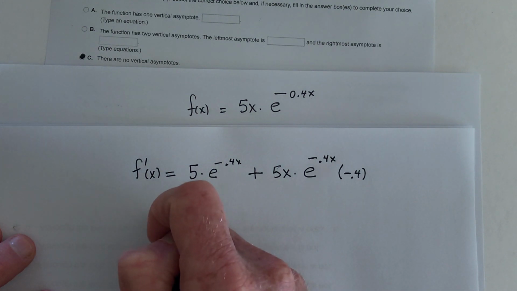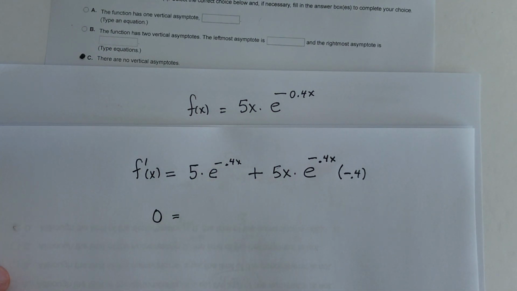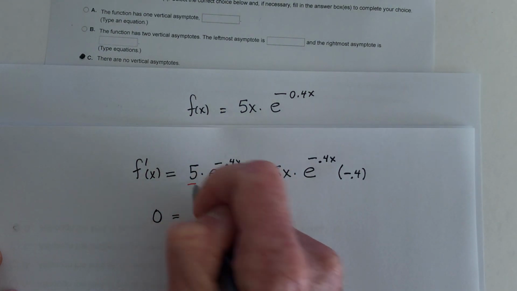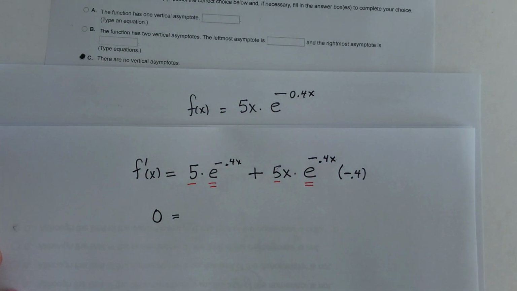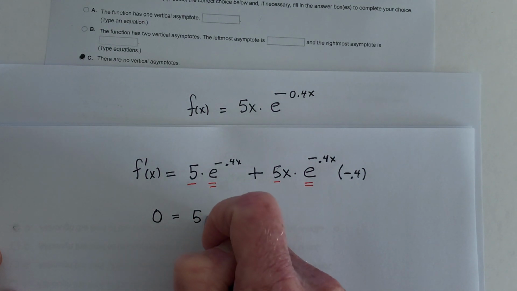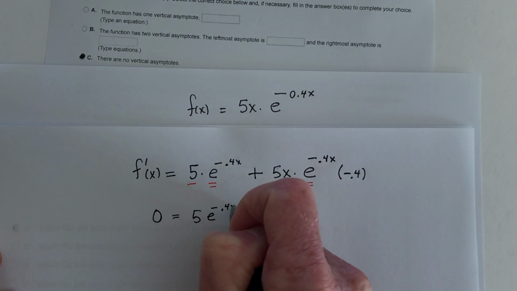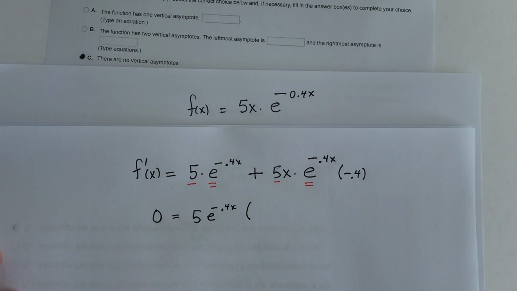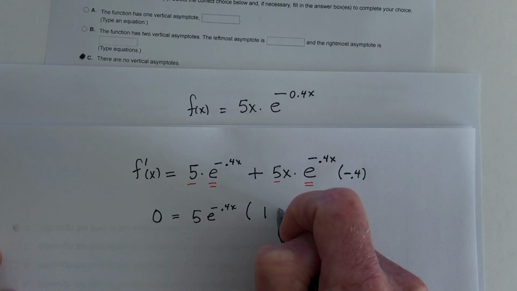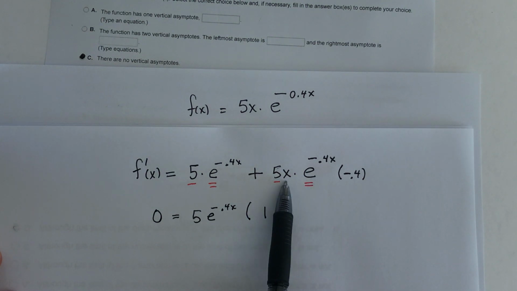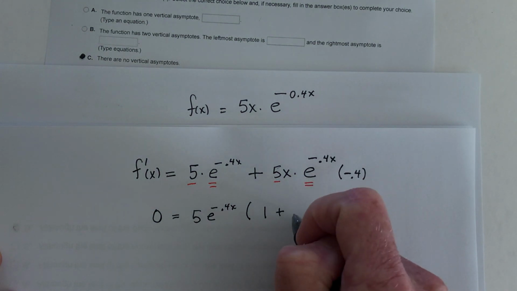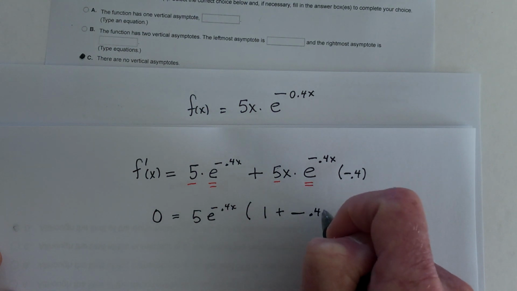And then set the derivative equal to 0. The next thing I'm going to do is factor. I can factor a 5 out of each of these. I can also factor out an e. So I'm going to factor out 5 and the e function. When you factor all of this out, it leaves a 1 behind. And then plus, I factored out this and this, but I did not factor out the x or this negative 0.4. So what remains is a negative 0.4x.